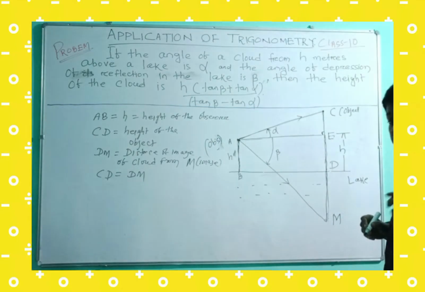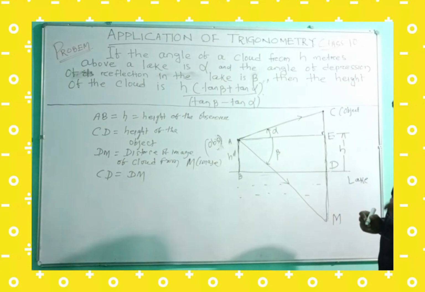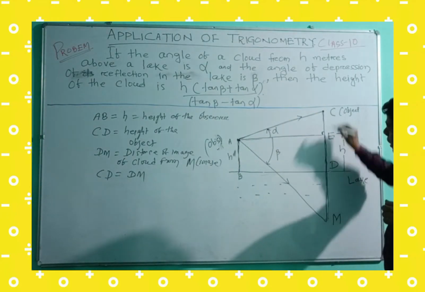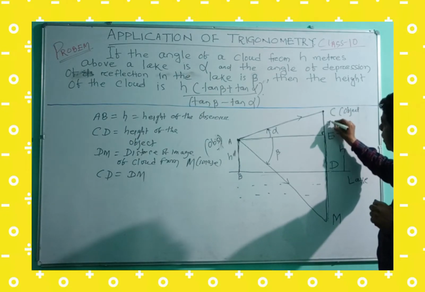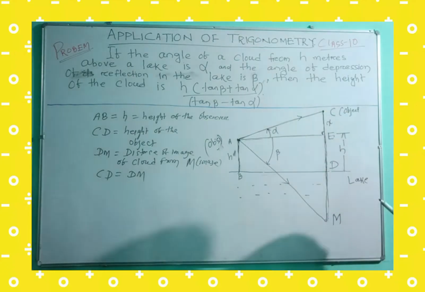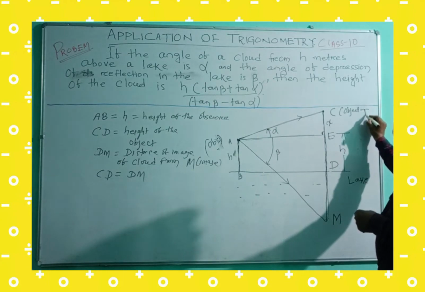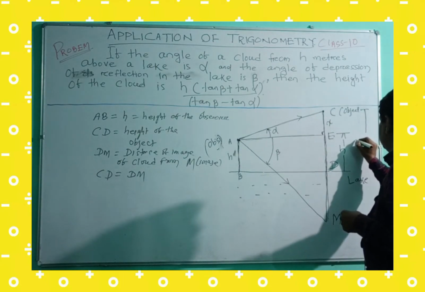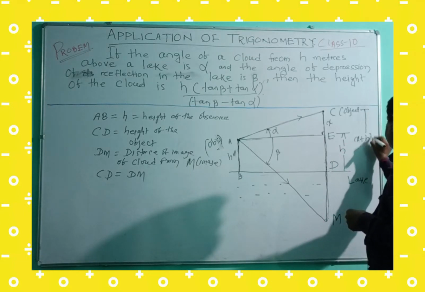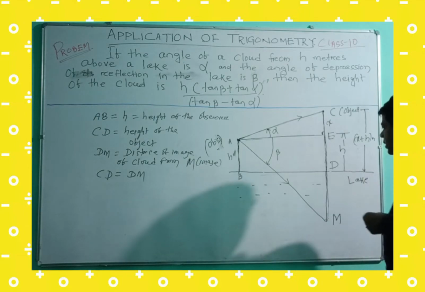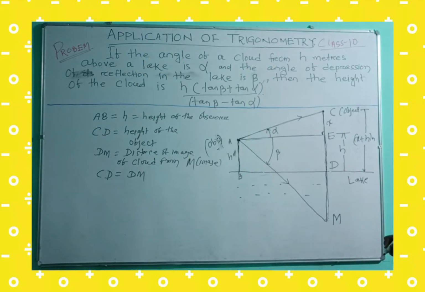Okay, and you have to find out the height of the cloud. Look at the board. This distance is H, and this distance, suppose, we have to find out as X. If you find out this distance, you can find out the height of the what? Cloud. So the height of the cloud will be X plus H meters from the lake, right? Understand? Okay.